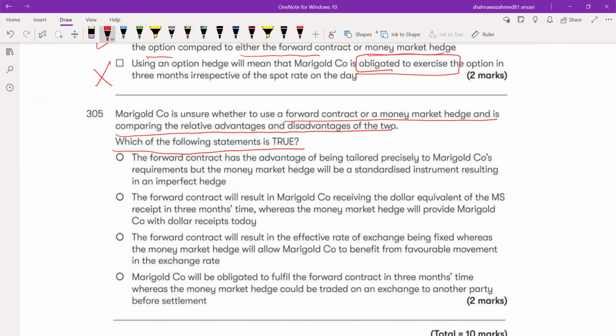The forward contract has the advantage of being tailored specifically to Marigold's requirement, but the money market hedging will be a standardized instrument resulting in an imperfect hedge. It's not true because money market hedging is also tailored. The forward contract will result in Marigold receiving the dollar equivalent to the MS received in 3 months' time, whereas the money market will provide Marigold with dollars received today. It's not true.